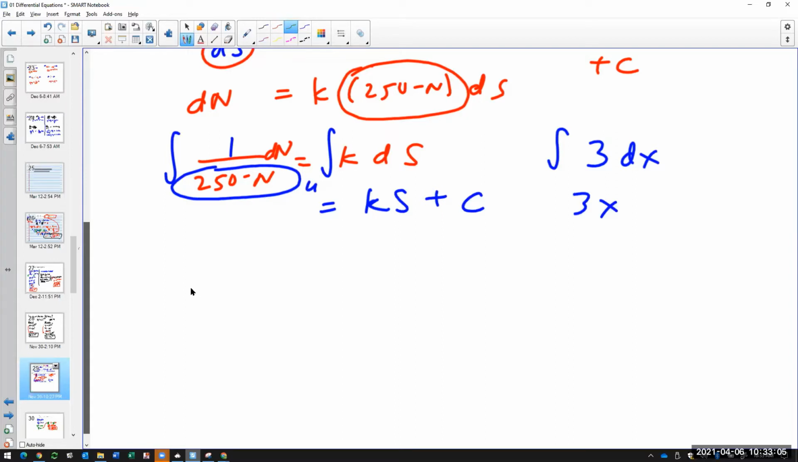Guys, what's the derivative of 250 minus x? -1. This is tricky. Everyone thinks it's 1. But the derivative of 250 minus x is -1. So the derivative of 250 minus n will be what? -1. So you divide everything on top by -1. And do my x's cancel out? Yes, there are no x's, so they do.